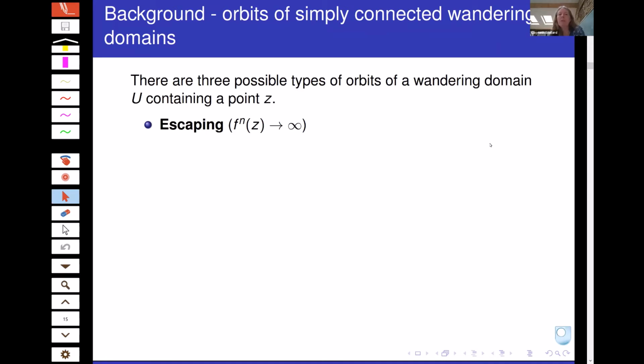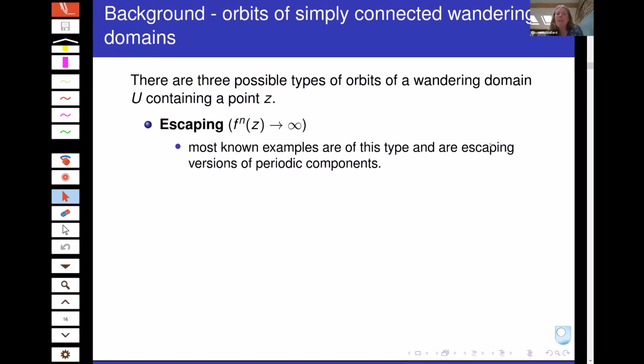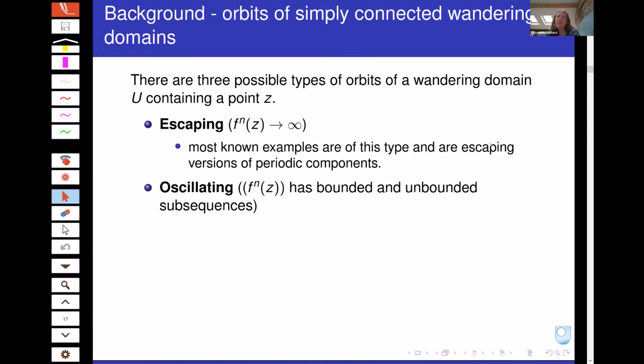And this is what most of the examples of wandering domains that are out there will look like. And actually the classical examples of these things, like the first example, which is due to Herman and others, they're basically escaping versions of periodic components. So you can construct these using lifts and things, and so you can have things that look like periodic ones, but they're moving along. Harder to construct is this type.